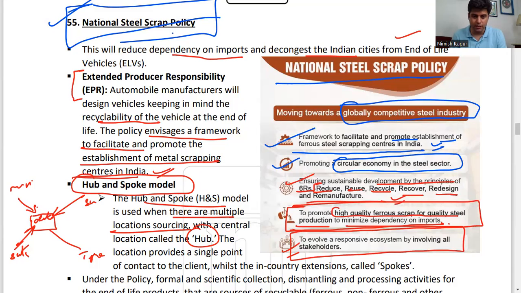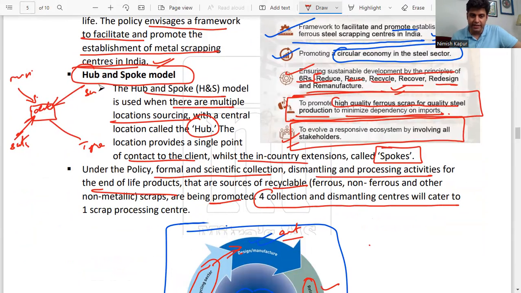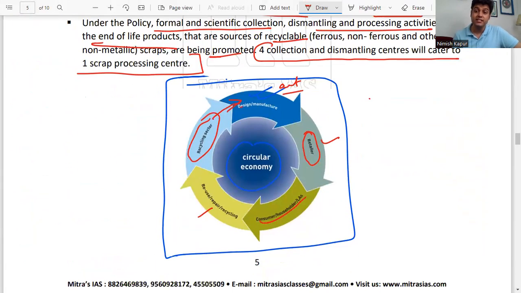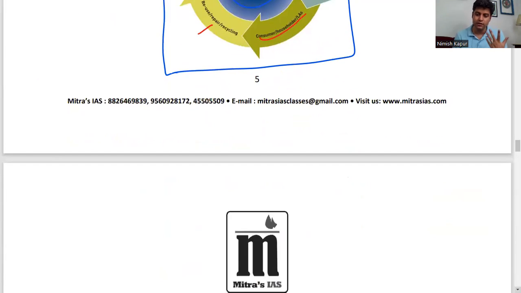The location provides a single point of contact to the client, while the country extensions are called spokes. Under the policy, formal and scientific collection, dismantling and processing activities for end-of-life products that are sources of recyclables are being promoted. Currently, 4 collection and dismantling centers will cater to 1 scrap processing center. Under this National Steel Scrap Policy, it will also promote the National Steel Policy 2017. If you want to go into supplementary reading, you can read that as well.